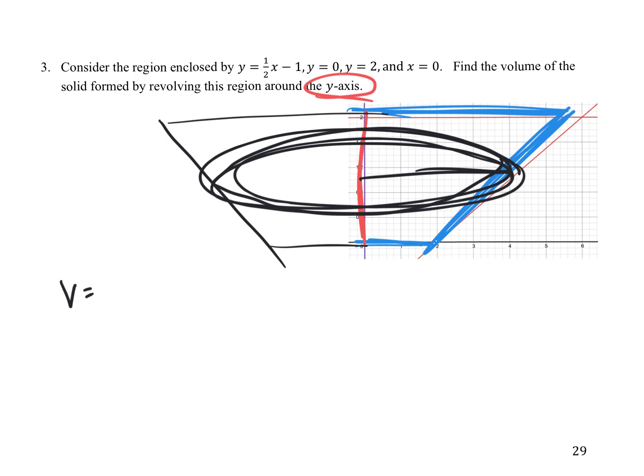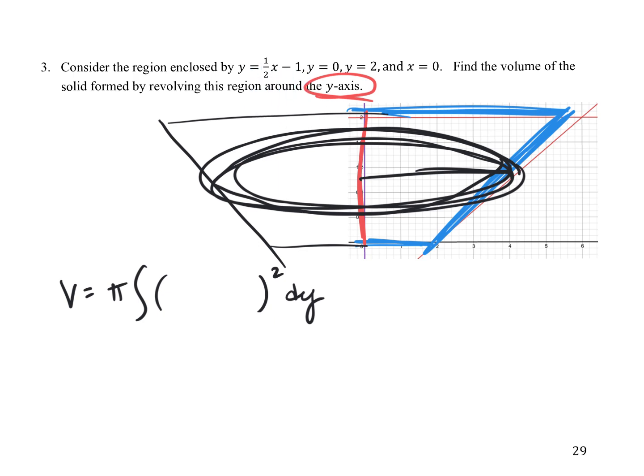Area of a circle? Pi radius squared. We went around the y-axis. dy. Very good, Nelson. What's my radius going to be? We got to flip it.